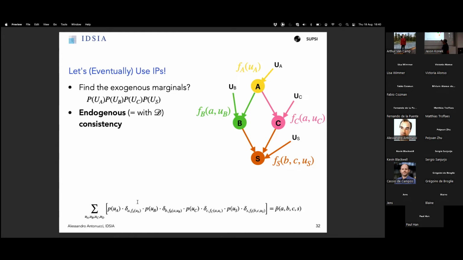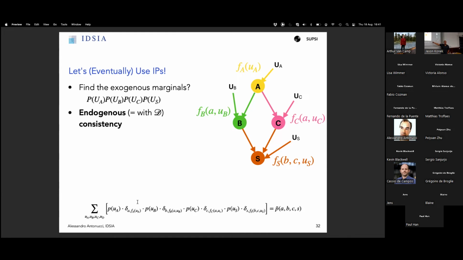We want consistency with what we observed, with the empirical knowledge. So we have to marginalize out the latent variables. And this explains the sum over the U variables. And this is an equation. It's not a single equation, it's an equation for each joint state of A, B, C, and S. And you should observe that the P of U's are unknown, are not numerical values. So this is basically a constraint on the value of the P of U's. This is a constraint on our marginal probabilities.